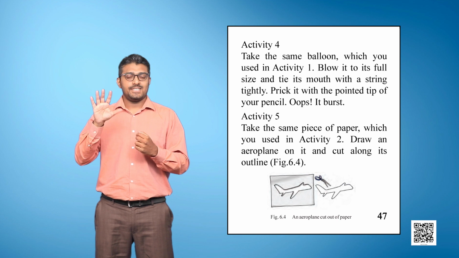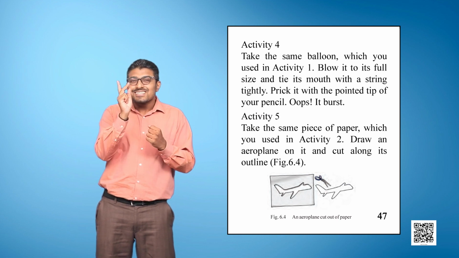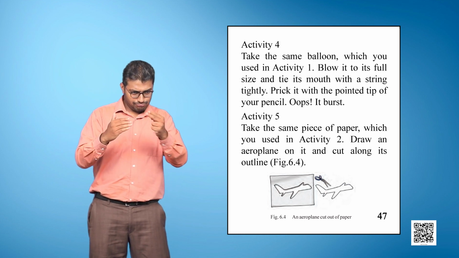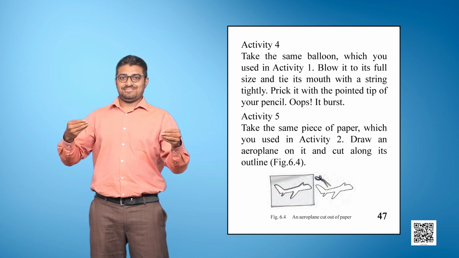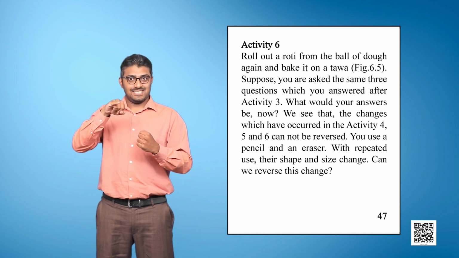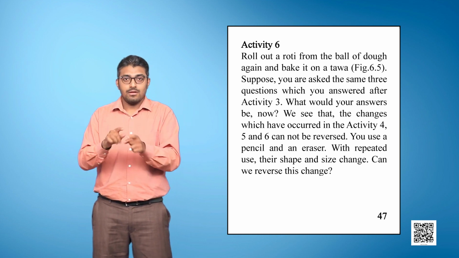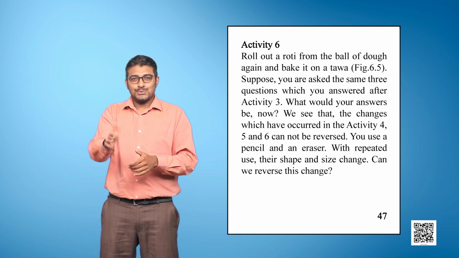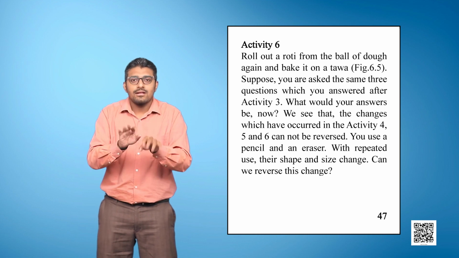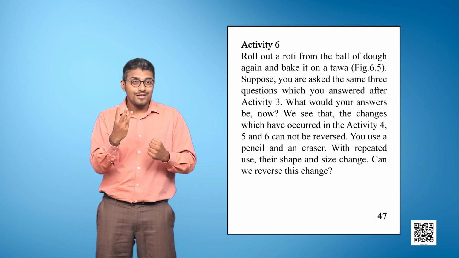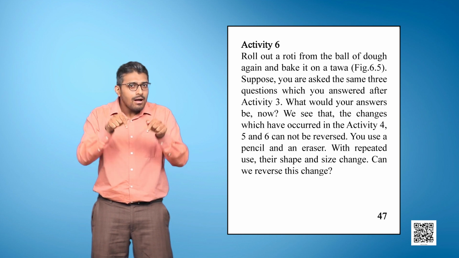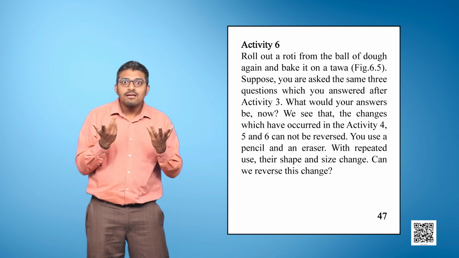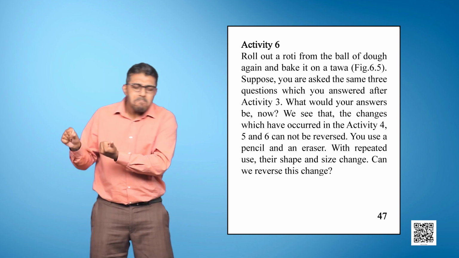Activity 5. Take the same piece of paper which you used in Activity 2. Draw an aeroplane on it and cut along its outline. Activity 6. Roll out a roti from the ball of dough again and bake it on a tawa. Suppose you are asked the same three questions which you answered after Activity 3. What would your answers be now? We see that the changes which have occurred in activity 4, 5 and 6 cannot be reversed.